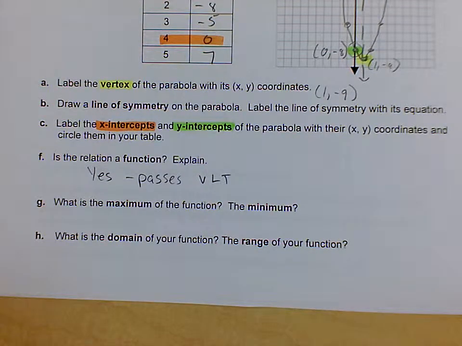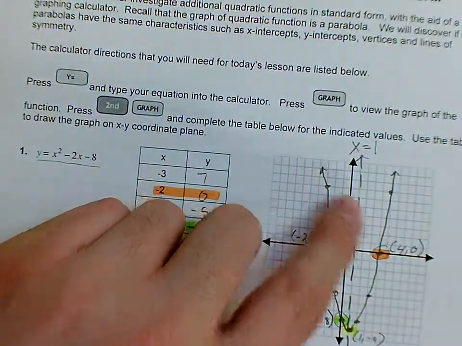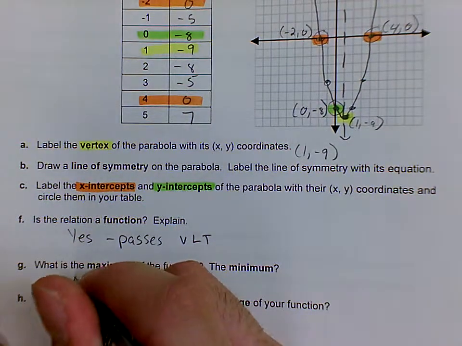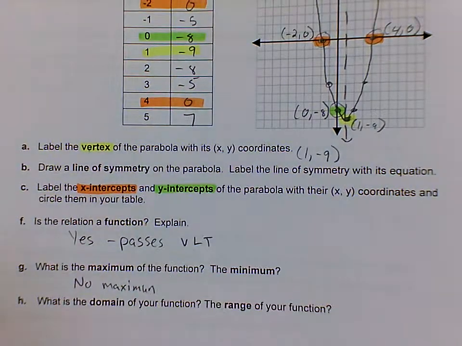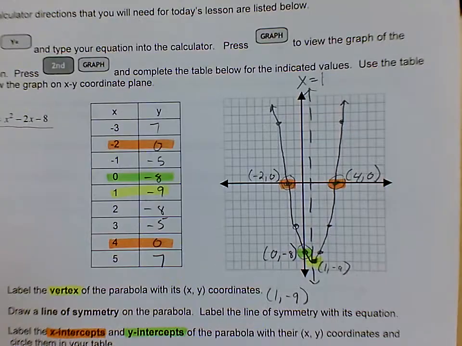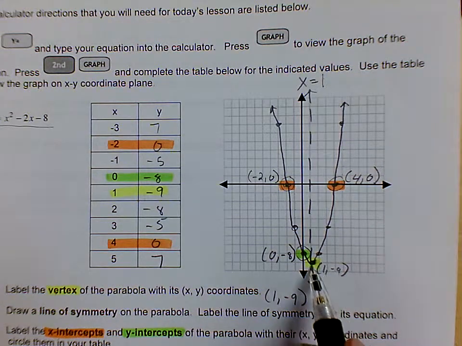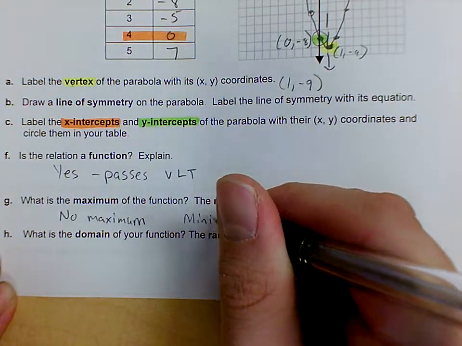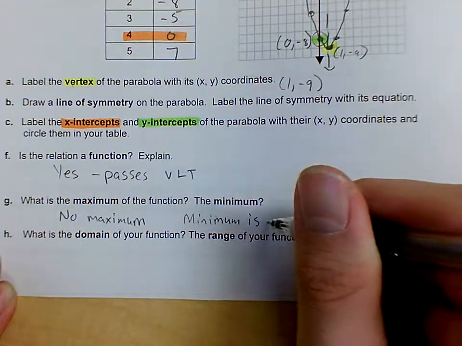What is the maximum of the function? So how high does this go? You can see the arrows on the end. It's going to keep going up, up, and up. So there is no maximum. Remember, if your maximum is infinity, it never actually reaches infinity. So therefore, it's going to be no maximum. And the minimum is going to be my vertex. So how low does it go? And it goes all the way till -9, but it won't ever go below -9. So minimum is -9.